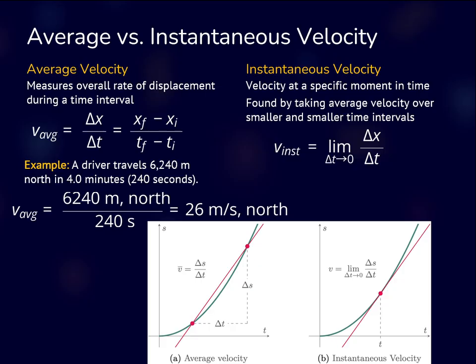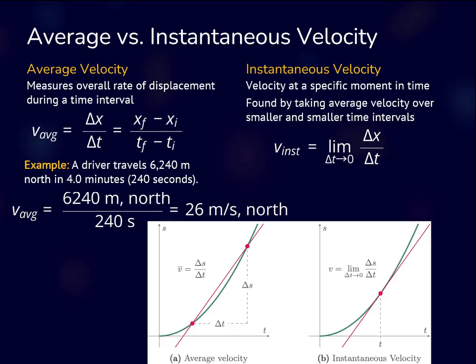Now let's go deeper. We have average versus instantaneous velocity. Suppose a sled team travels 6,240 meters north in 4 minutes. First, let's make those units agree and convert minutes into seconds. So we'll multiply that 4 minutes by 60 seconds to give us 240 seconds.